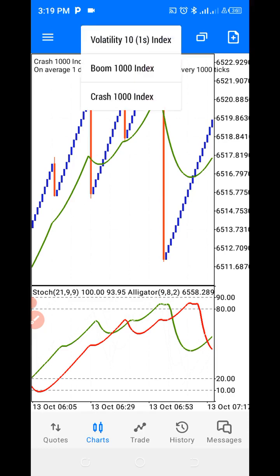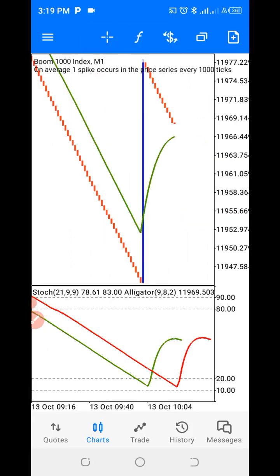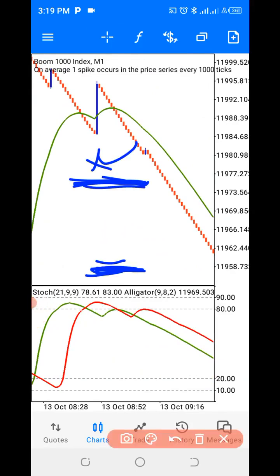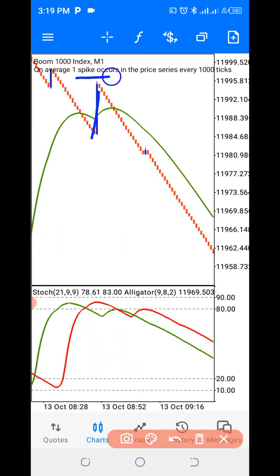Then for Boom 1000 now, obviously the reverse is the case. On Boom 1000, you're actually going to be waiting for a spike to happen. Then after that spike, your stop loss will be above that spike. And then you wait for the green moving average to touch the 90 level or the 80 level, and it must cross below the red moving average.